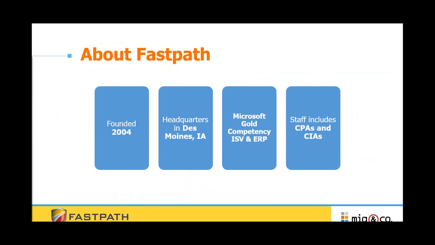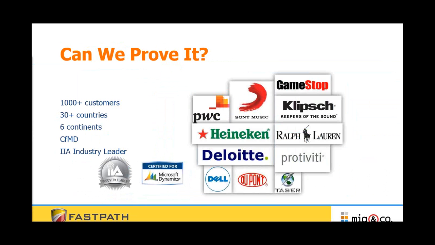FastPath was founded in 2004. Our headquarters are in Des Moines, Iowa. We are Microsoft Gold Competency ISV and ERP, and all that means is that our staff is certified in the different Dynamics solutions. We also have CPAs and certified internal auditors that work on staff, help us develop our tools, and make sure we're following the latest accounting standards.